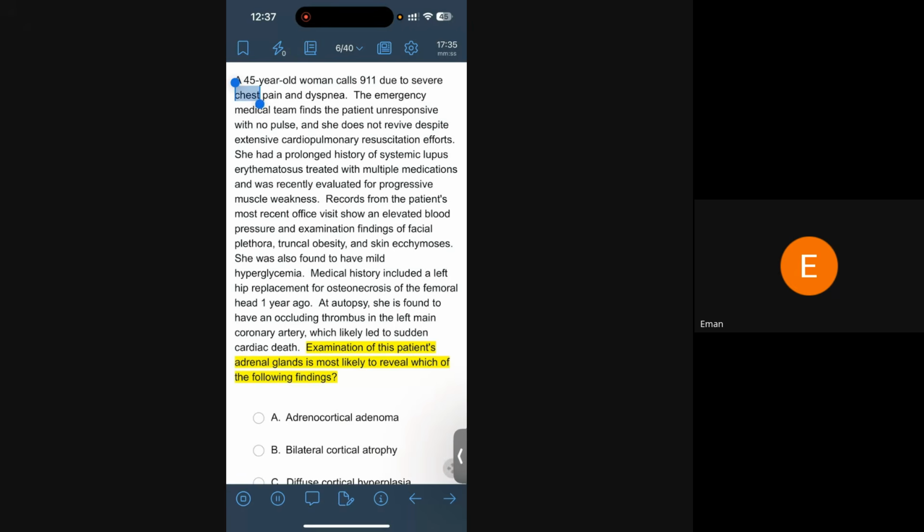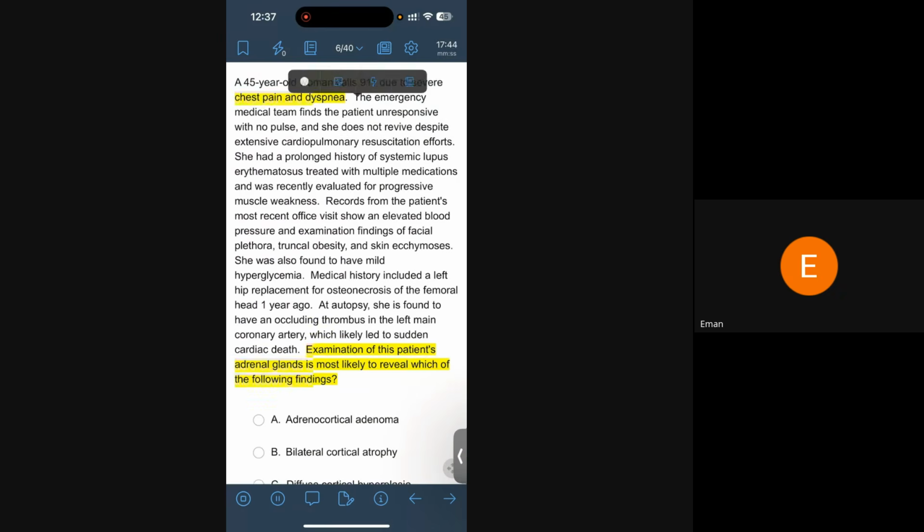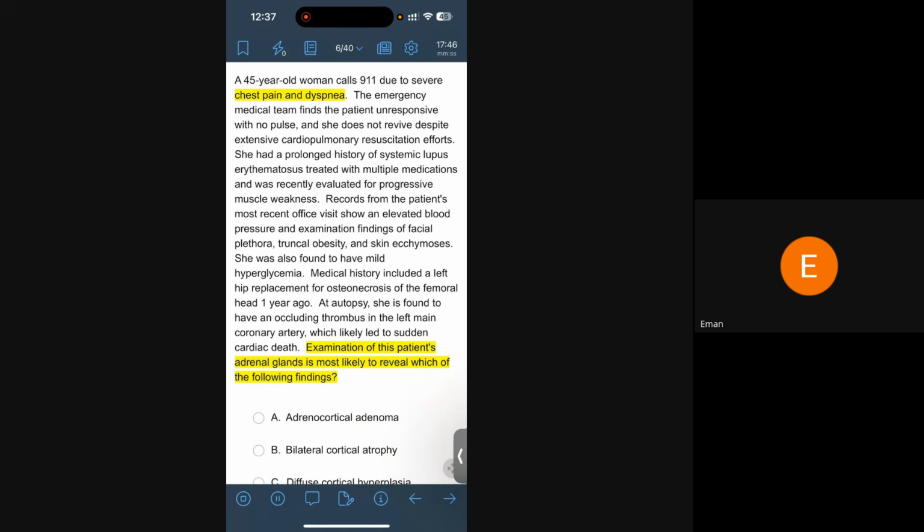A 45-year-old woman calls 911 due to chest pain and dyspnea. The emergency medical team finds the patient unresponsive with no pulse, and she does not revive despite extensive CPR. She had a prolonged history of SLE treated with multiple medications.